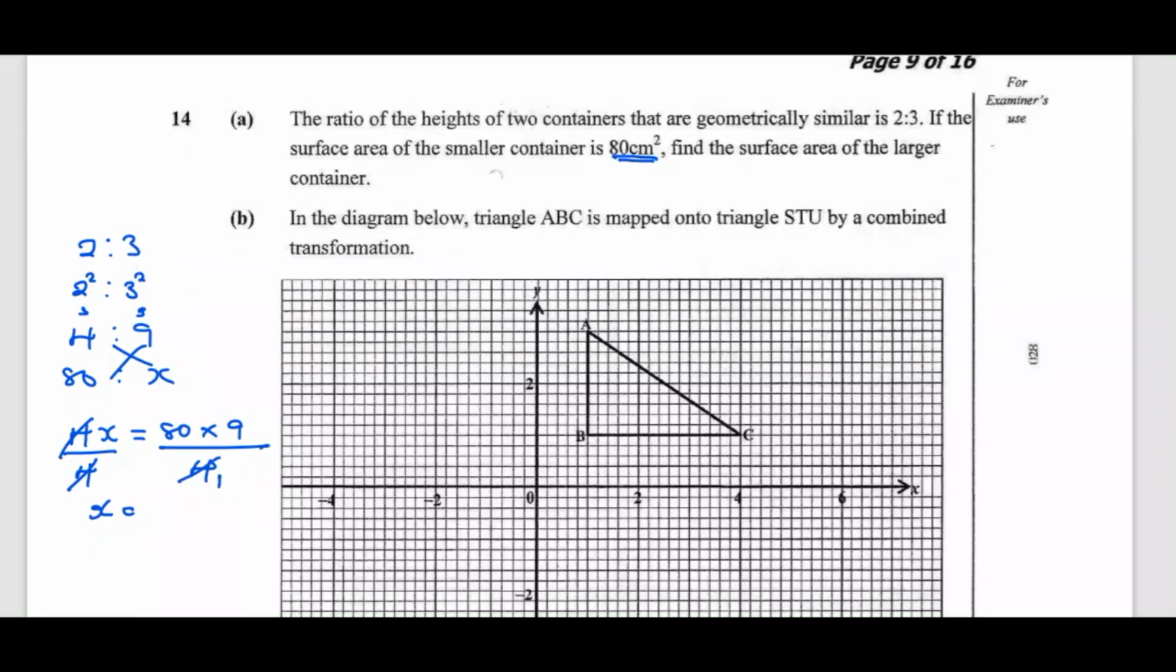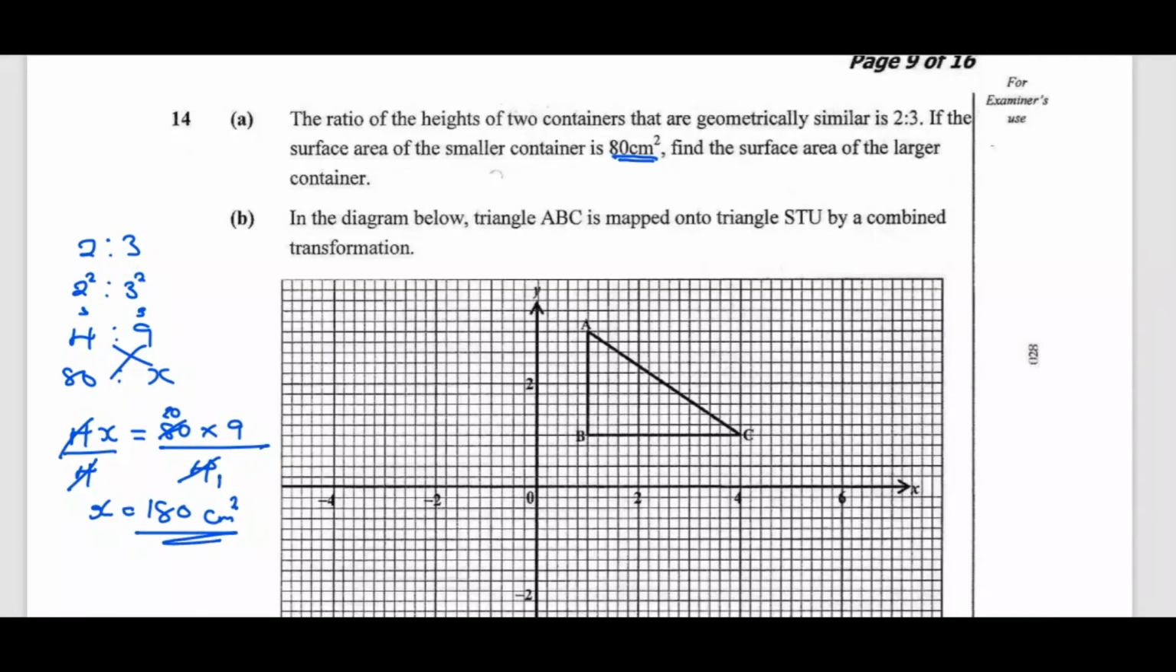4 into 80, 4 into 80 is 20. So meaning that you're going to multiply 20 by 9. So 2 times 9, it is 18. So we're going to add a 0 just there. So this is centimeter squared there.